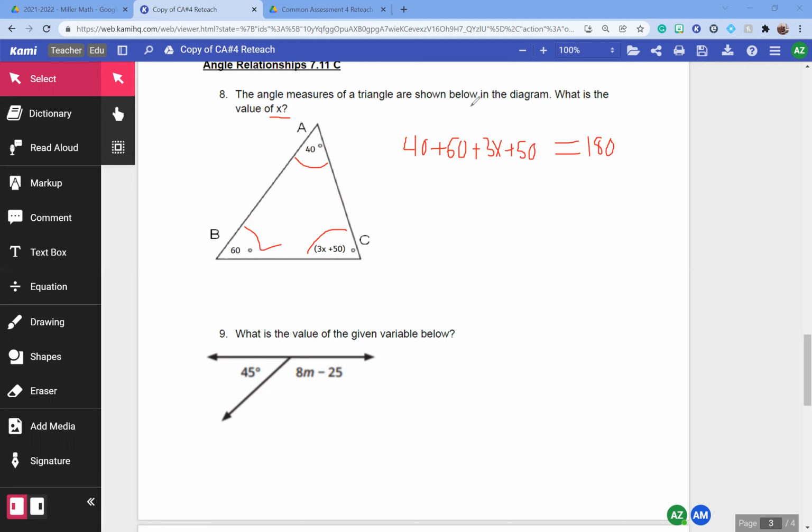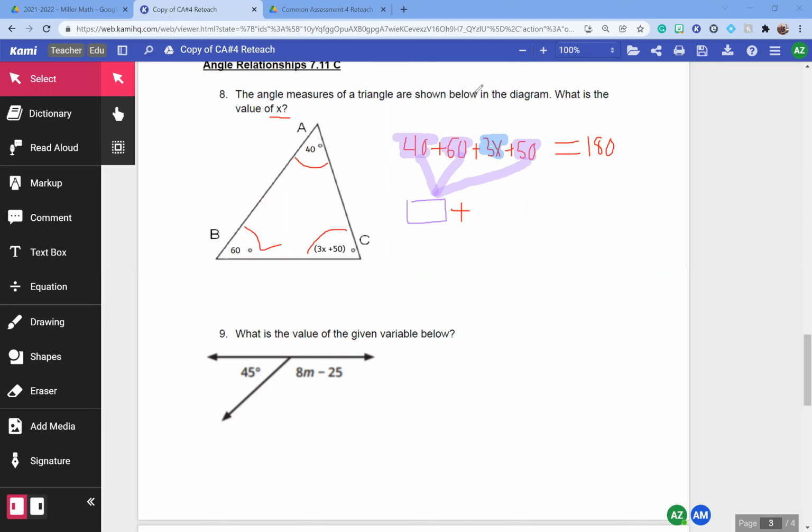Now, we're going to make this easier for ourselves. I'm going to go ahead and just mark down all the ones that are similar, or are like terms. These right here just have the numbers. They're not accompanied by any variable. The only one that has a variable is this one right here. So I'm going to go ahead and combine these three right here. I'm just going to add 40 plus 60 plus 50. That's going to give me a total number right here.